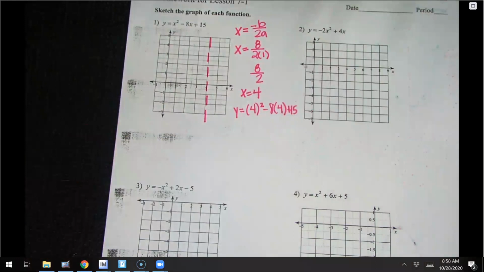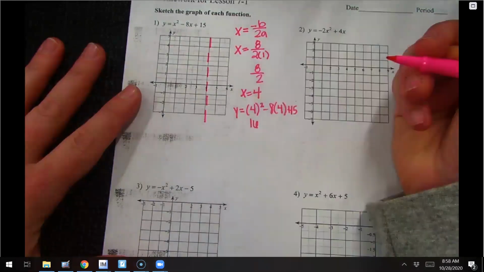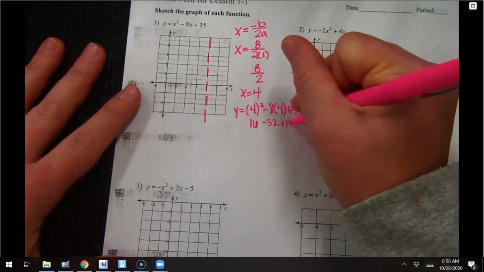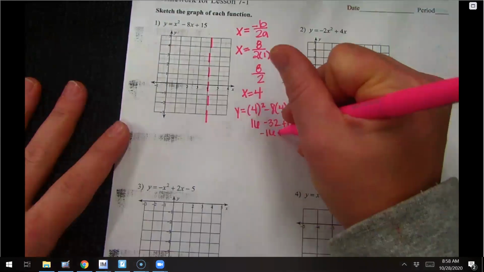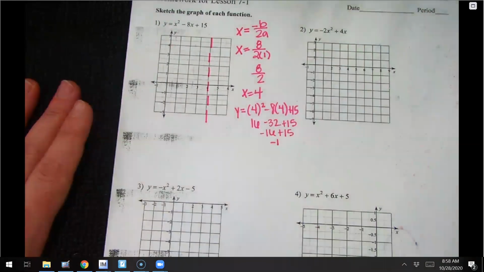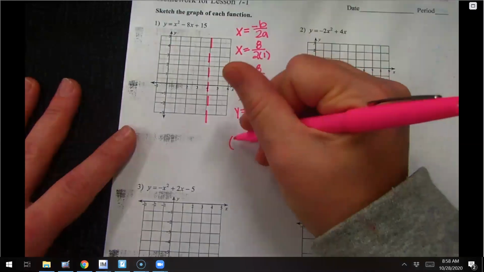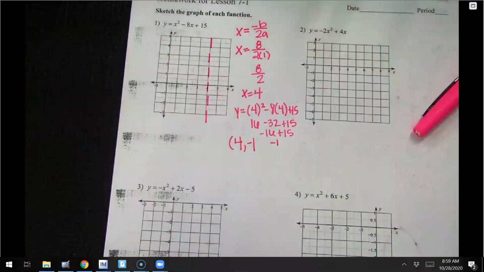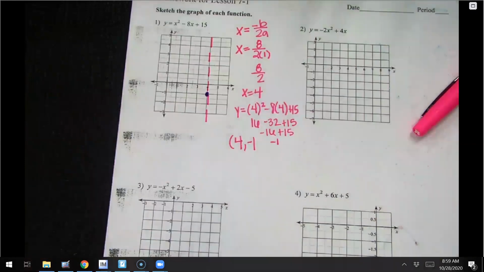All right, so 4 squared is 16. Negative 8 times 4 is negative 32, plus 15. So this is going to be negative 16 plus 15, which is negative 1, right? Is that what y'all got? So that means our vertex is at positive 4, negative 1. So positive 4, negative 1, that's our vertex. That's the first step, find the vertex.